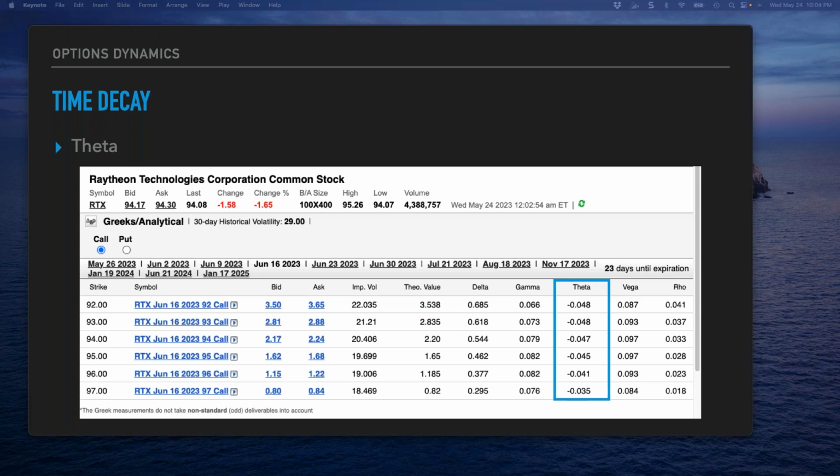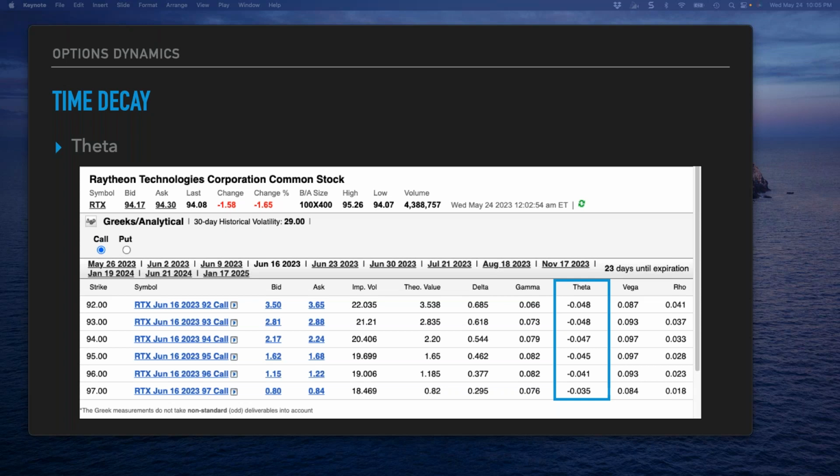And it also decreases the further out of the money an option may be. For option sellers, for the purposes of the Rebel Income System, theta is a useful way to measure the amount of time decay an option, call or put, experiences. Now, the caveat is that theta is an estimate that is calculated on a daily basis. That means that today's time decay number won't be the same tomorrow or next week.